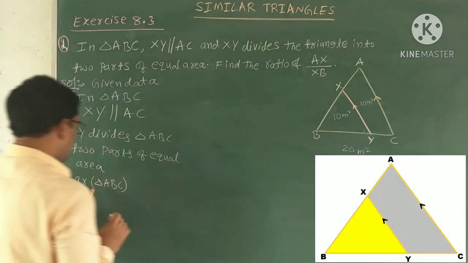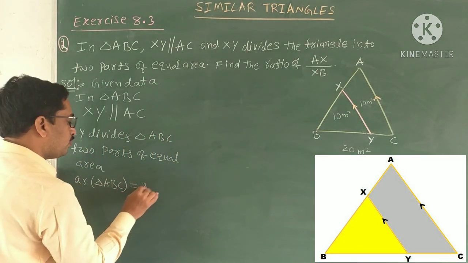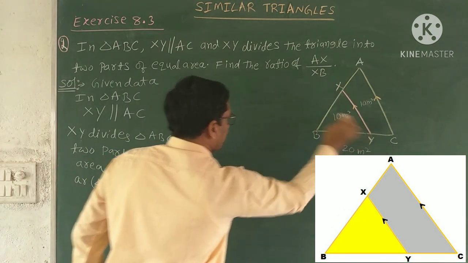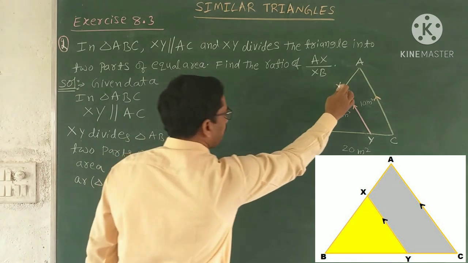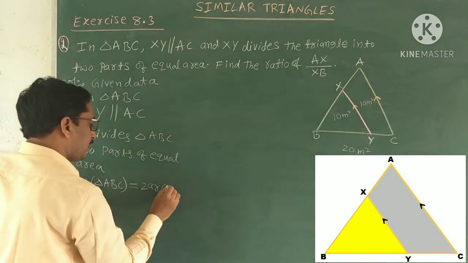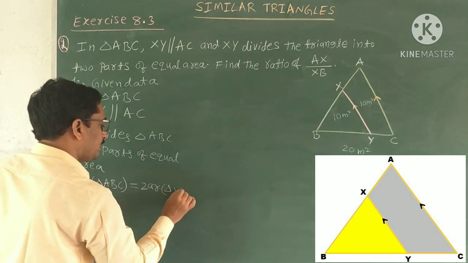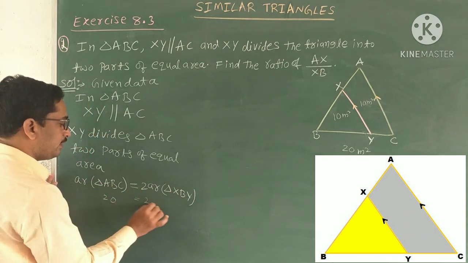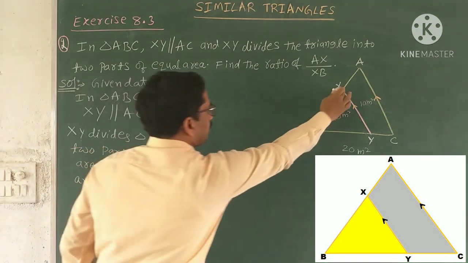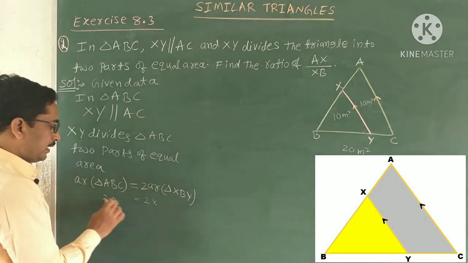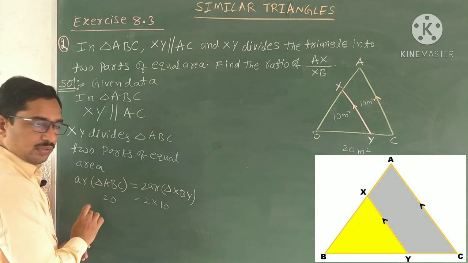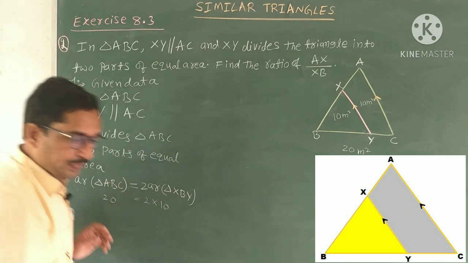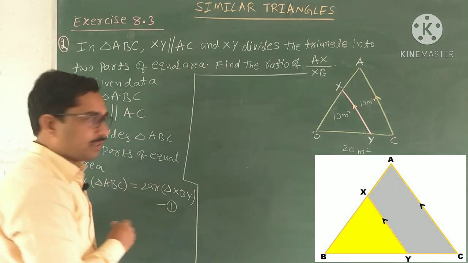So area of triangle ABC equals 2 times the area of triangle BXY, or triangle XBY. Because the area of triangle ABC is 20 and 2 into the area of triangle XBY, which is 10, equals 20. So area of triangle ABC equals 2 times the area of triangle XBY. So this is equation 1.